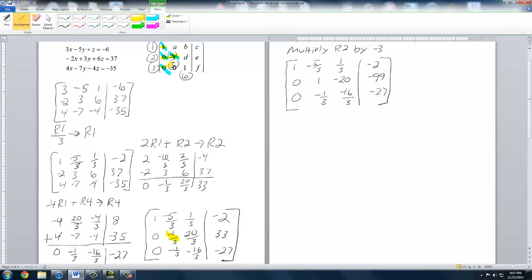So now we're going to do this one, and we need to make this into a 0. In order to make that into a 0, we're going to take 1/3 times row 2 and add this to row 3 to make a new row 3. So 1/3 times 1 is a third, plus negative a third is 0. So we take 0; 1/3 times 1 is 1/3; 1/3 times negative 20 is negative 20/3; and 1/3 times negative 99 is negative 33.